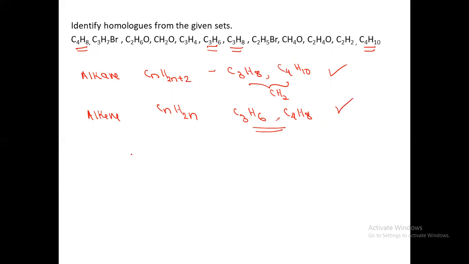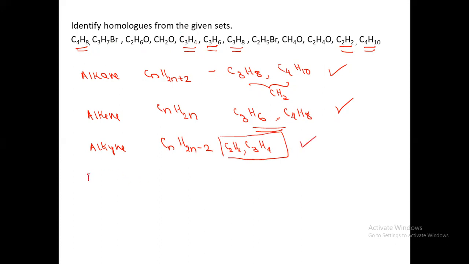Now check for the alkyne formula. What is the alkyne formula? CnH2n-2. Look at C3H4: 2×3 minus 2 is 4. So C3H4 is there, and C2H2 is also there. Here also they have a common formula and differ by CH2 units. So that is another homologous series.